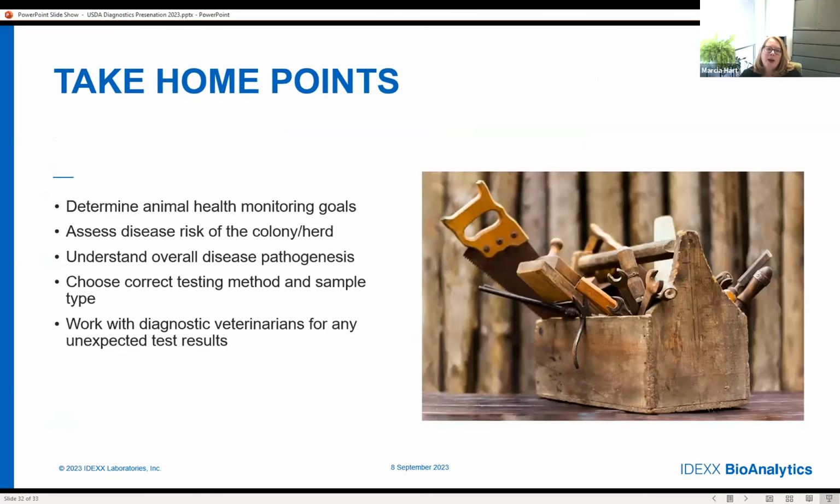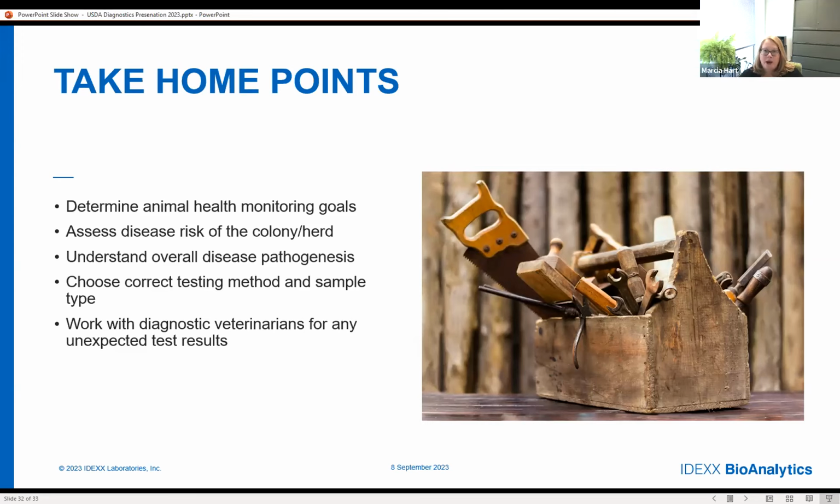And just to wrap up here, my key take-home point is really that you have to determine why you are monitoring these animals in the first place. What are my goals? Am I trying to monitor something that's endemic in the population already? Or am I really trying to prevent something that's coming in? Am I doing a testing and cull strategy? What's the purpose of the monitoring?